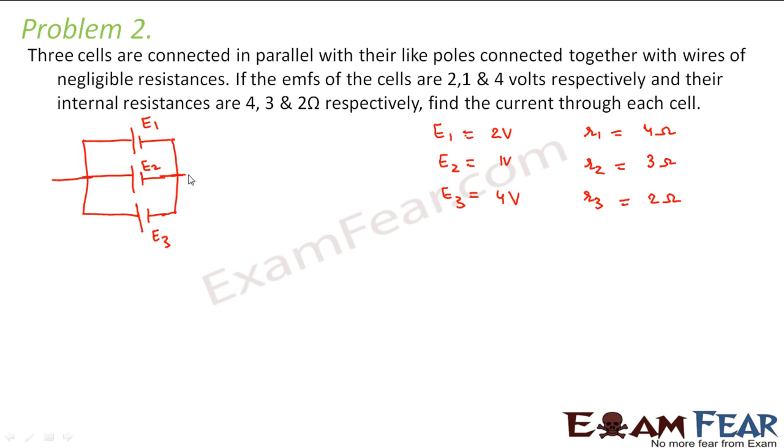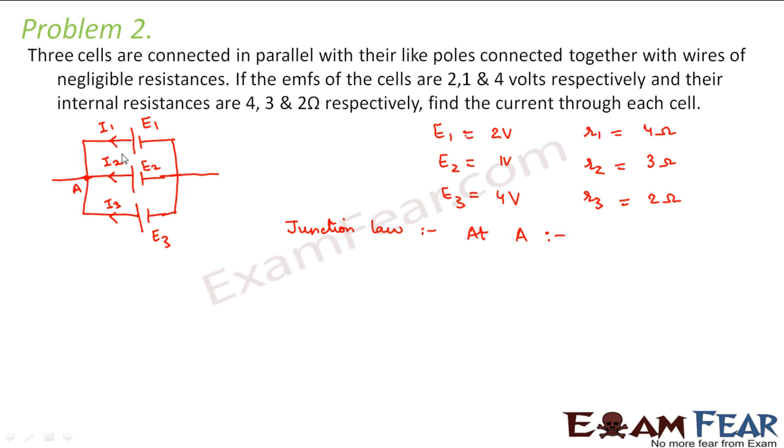Let us assume that it is connected through some circuit. We say that current I1 comes out of this cell, I2 of this cell and I3 from this cell. Now we will make use of both junction law and loop law to solve this problem. First we will apply junction law at this junction A.